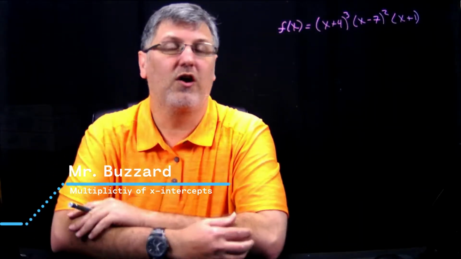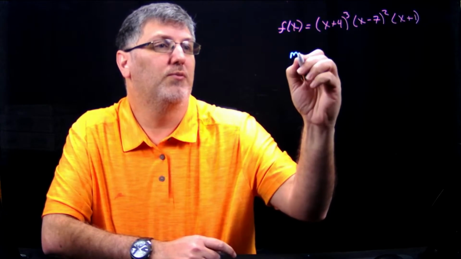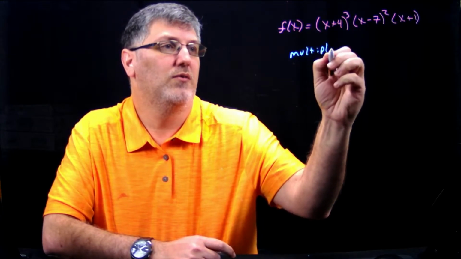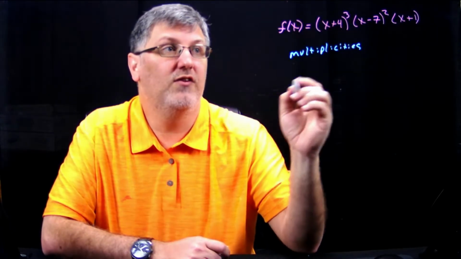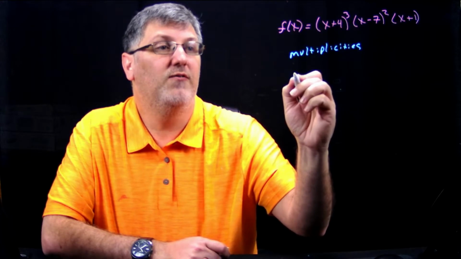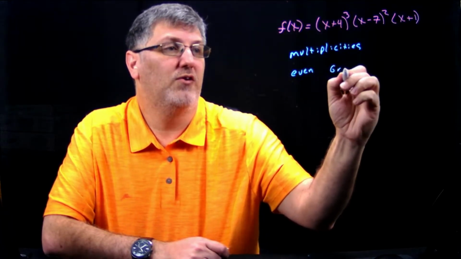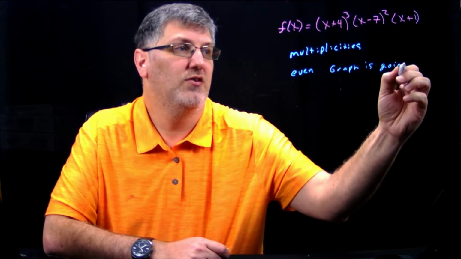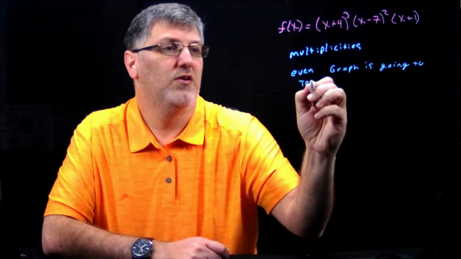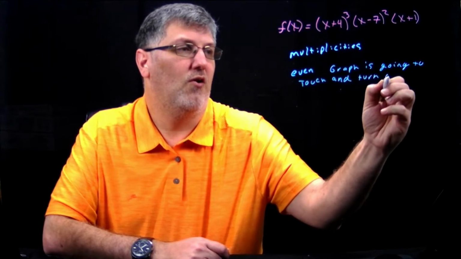All right, so let's talk about multiplicities of zeros. There's a general rule with multiplicities of zero. We're going to talk about the exponents. If you have an even multiplicity, your graph is going to touch and turn on the x-axis.